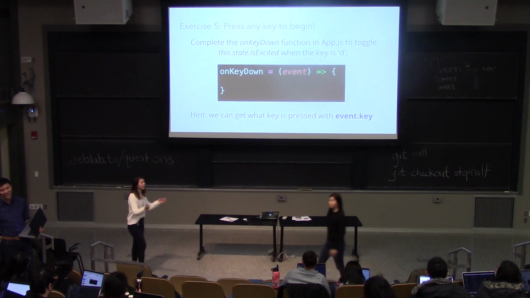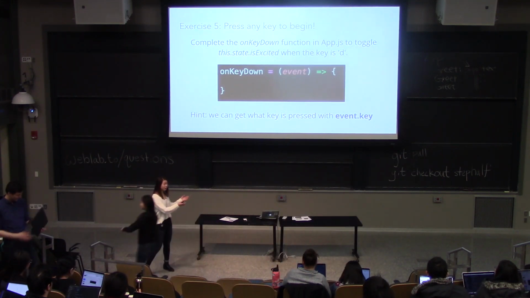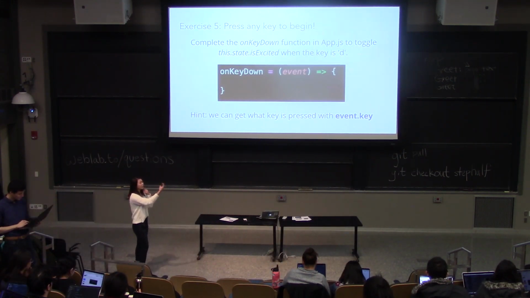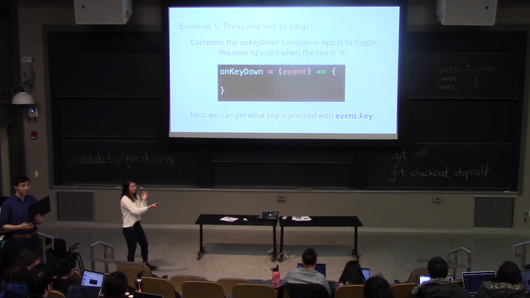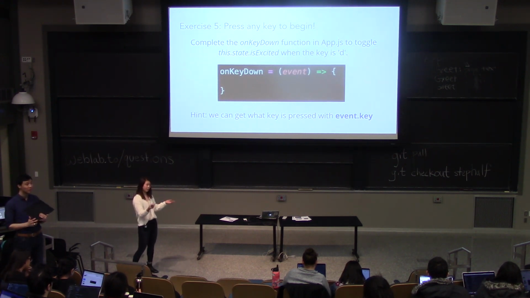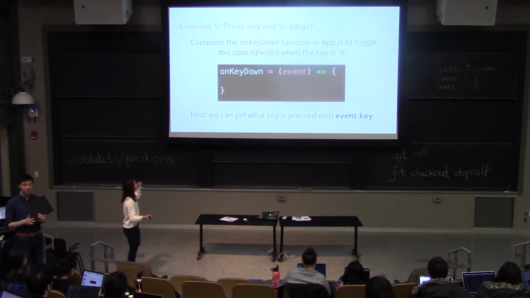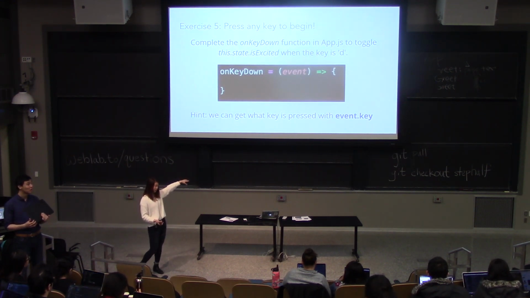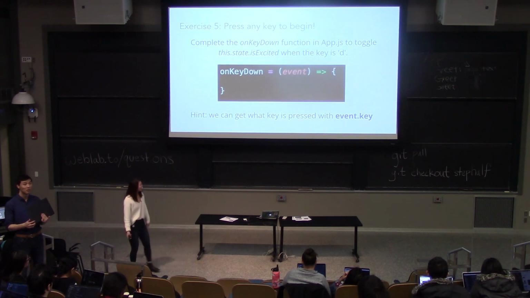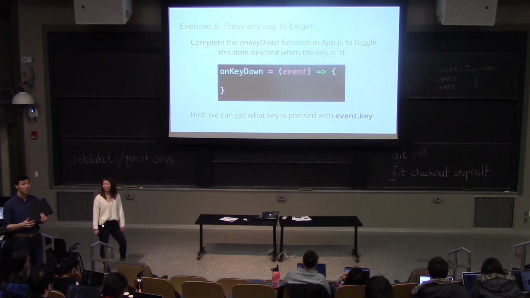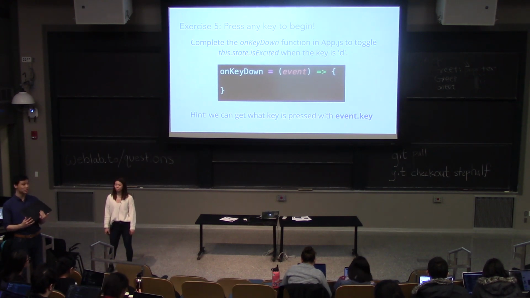Now I want you guys to work with your neighbors, fill out this function, and try to flip the state when the key is D. And just as a hint, you can get what key is pressed with event.key. So work with the people around you. Turn to your friendos, guys.